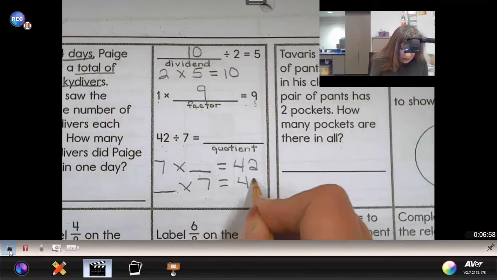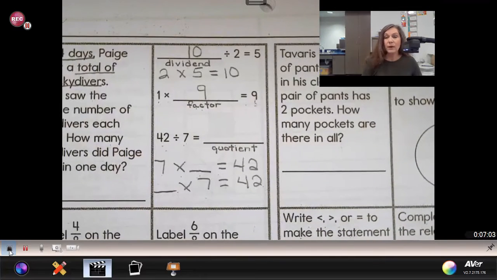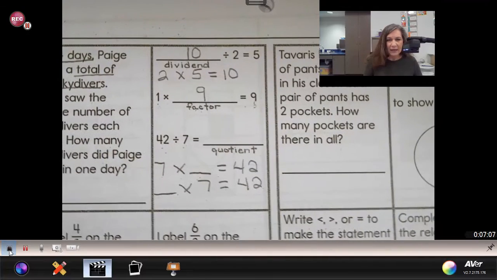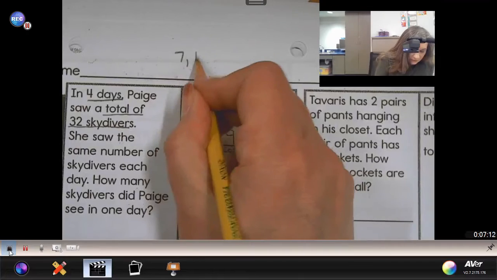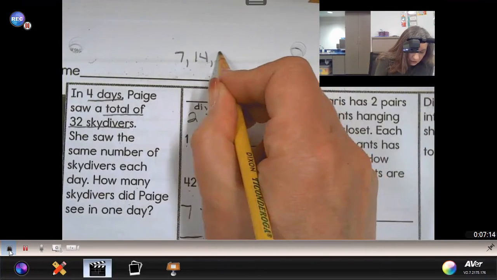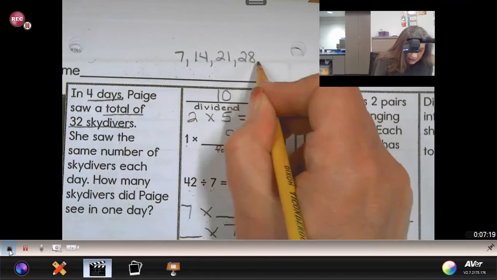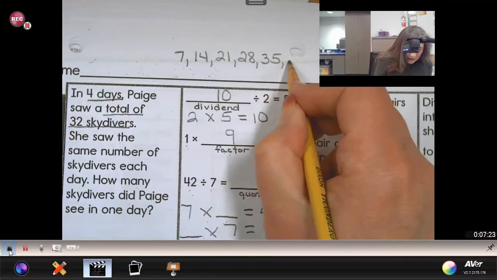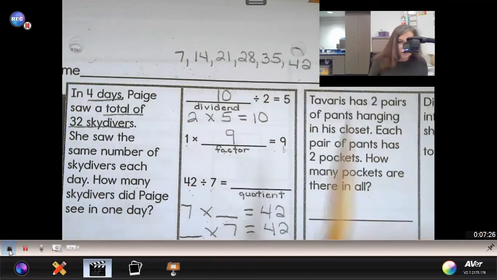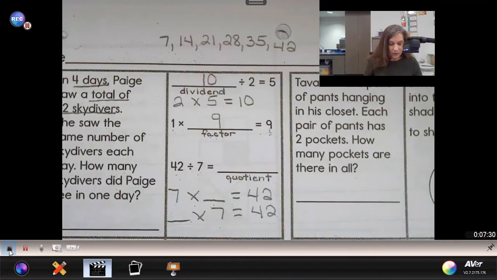But again, it shouldn't matter because if we switch our factors, it tells us that we can use the order property to find the missing factor. So let's try adding by groups of 7. So we have 7, 14, 21. Another group of 7 would be 28, 35, and finally 42. Well, how many groups of 7 did I have to add to get to 42?